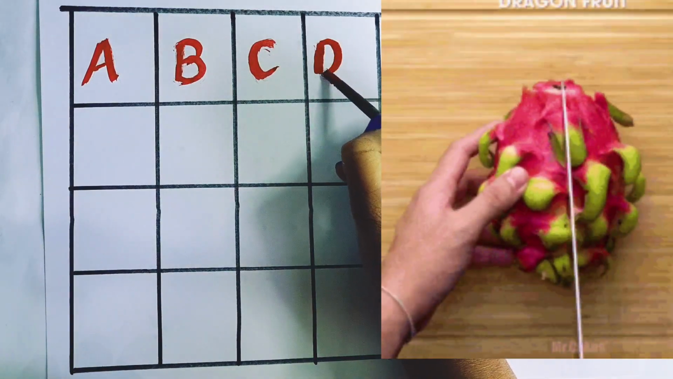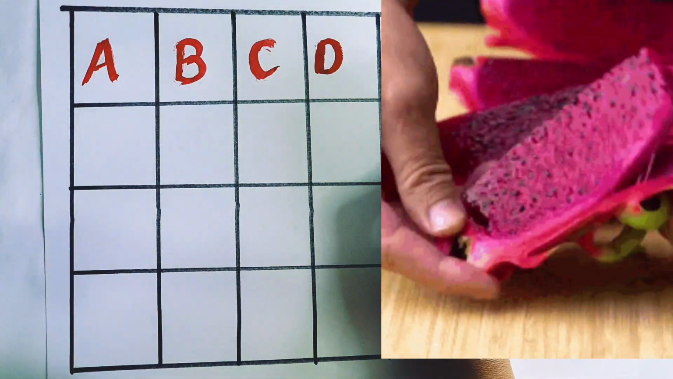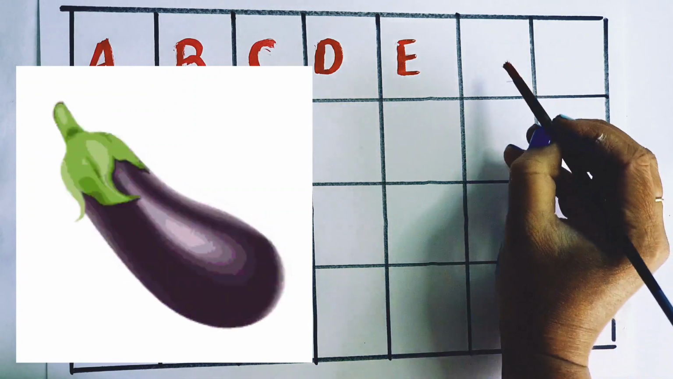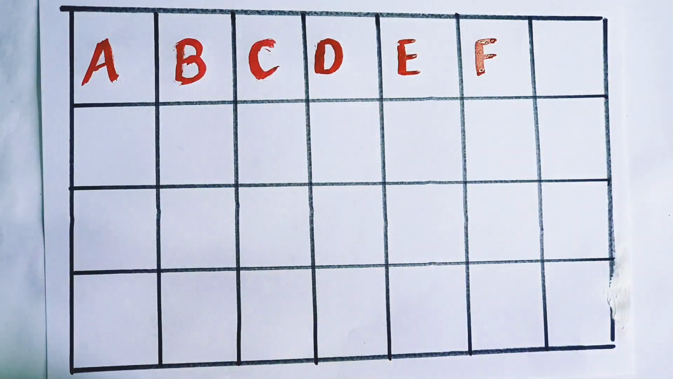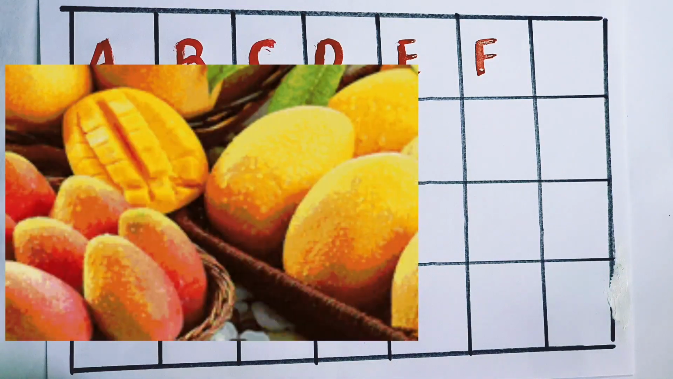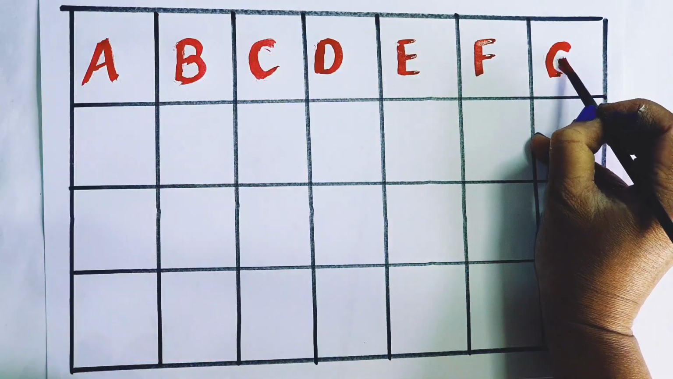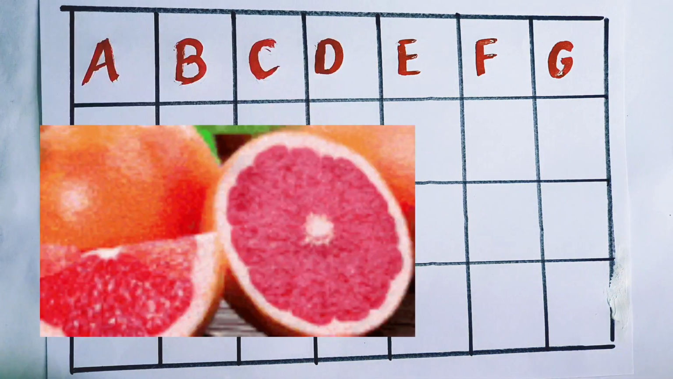D. D for dragon fruit. E. E for eggplant. F. F for fruits. F for flower. G. G for grapes. G for grapefruit.